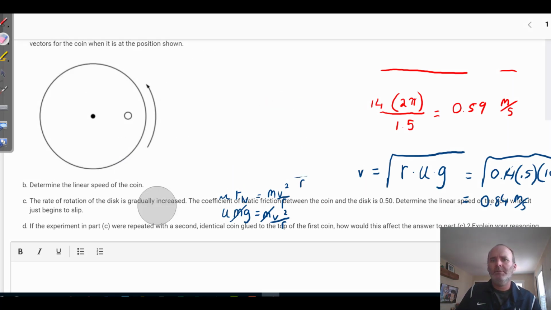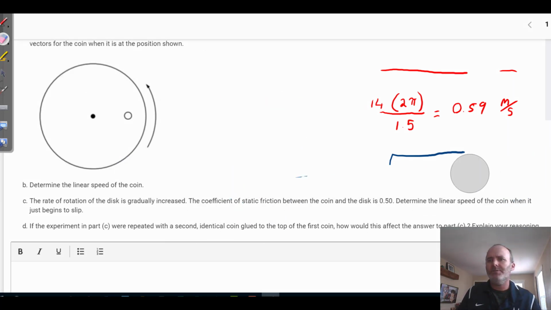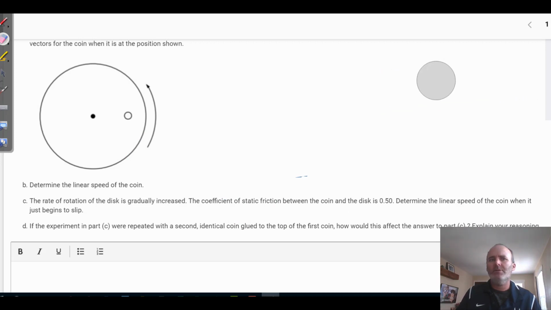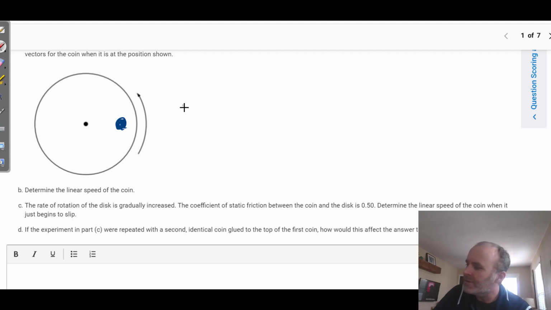Okay, so let's go to the next part. All right, it says for D, if the experiment in part C were repeated with a second identical coin glued to the top of the first coin, how would this affect the answer to part C? Explain your reasoning. So let's just write this real quick one more time.